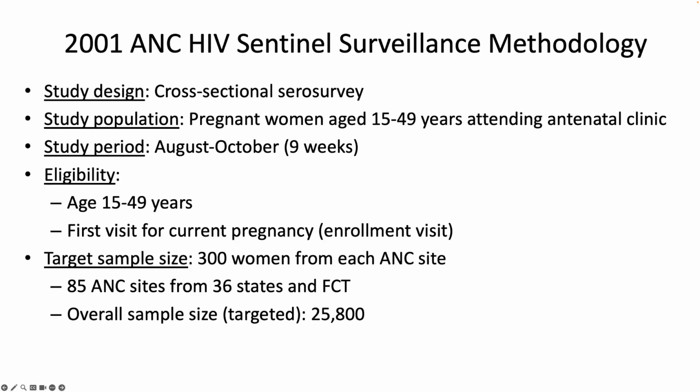Here's some information about the methodology of the 2001 round of the HIV antenatal clinic sentinel surveillance in Nigeria. Each round is a cross-sectional survey, and the study population includes pregnant women attending antenatal clinic. The study period was from August to October, or about a 9-week period.